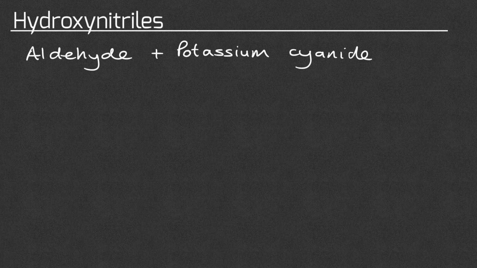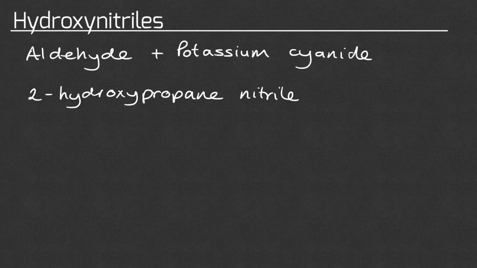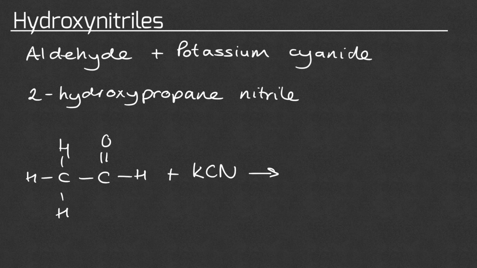Hydroxynitriles are formed by reacting an aldehyde with potassium cyanide. So let's look at what chemicals would have to react together to form 2-hydroxypropane nitrile. Well, we'd need to react ethanal with potassium cyanide. Now, what's really important to remember with forming hydroxynitriles is that we're adding a carbon to the chain because we're reacting it with the cyanide group.